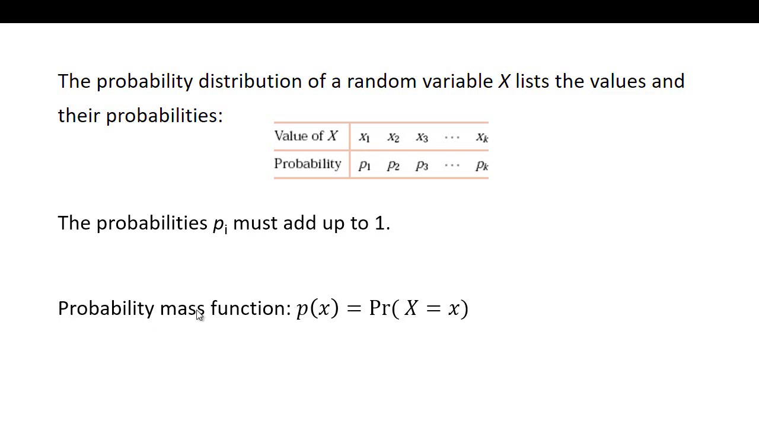So the PMF, or the probability mass function, is this function p of x, which is equal to the probability that capital X is equal to x. So this is the probability that the random variable x takes on the value small x. Remember, x equals x represents an event, and you're taking the probability of that. So here P1 is basically the PMF function evaluated at x1. P2 is the value of the PMF function when x is equal to x2.